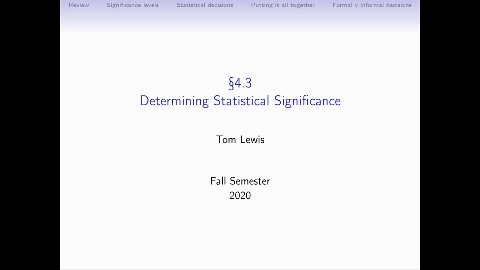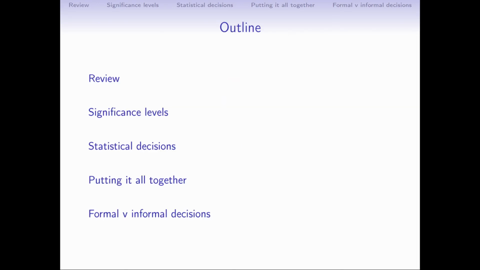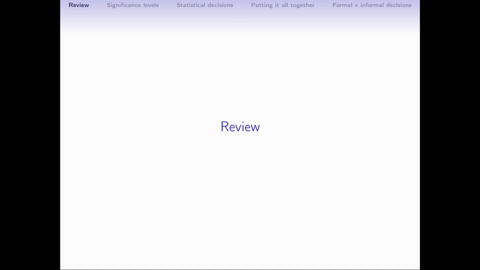Welcome back. This will be a short video lecture on section 4.3 of the textbook, Determining Statistical Significance. Now I've broken this section up into 5 parts: a review, significance level, statistical decisions, putting it all together, and finally formal versus informal decisions. So let's begin with the review.